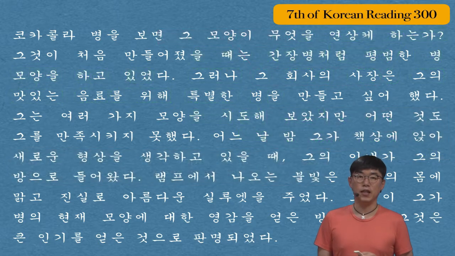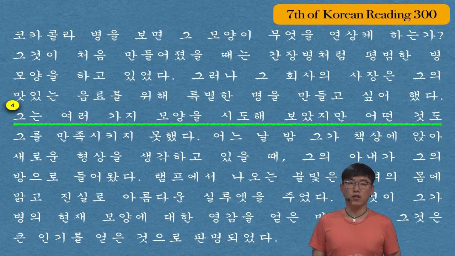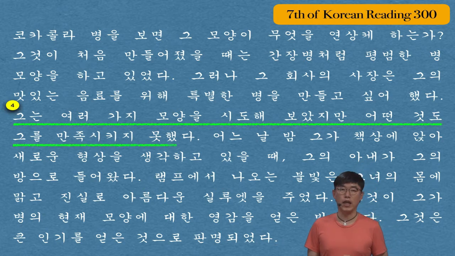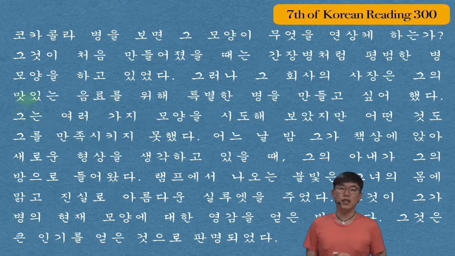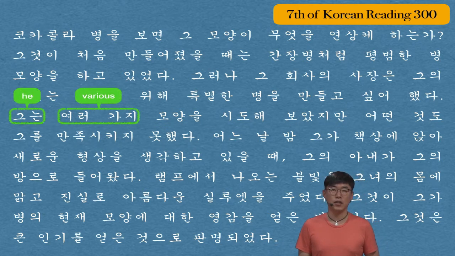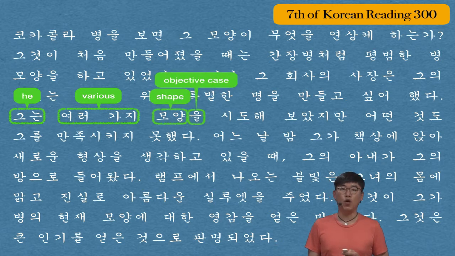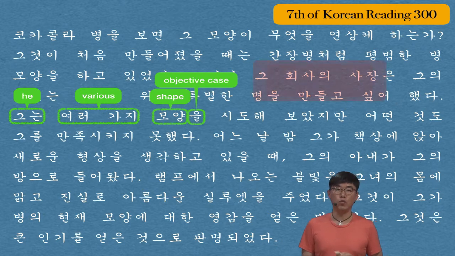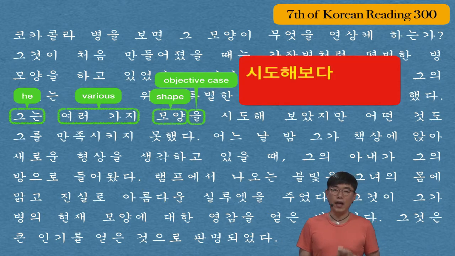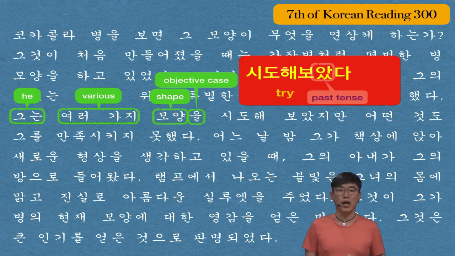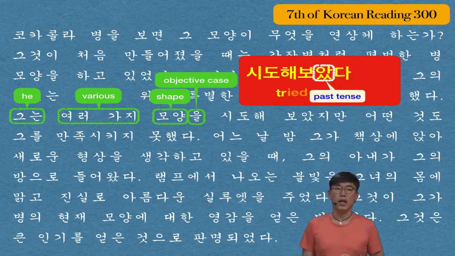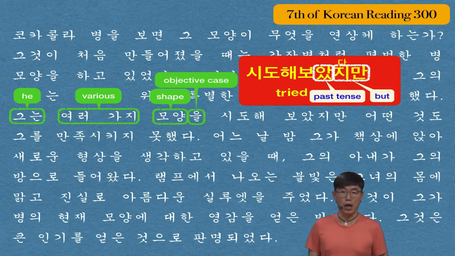The fourth sentence is 그는 여러 가지 모양을 시도해 보았지만 어떤 것도 그를 만족시키지 못했다. He tried various shapes but nothing satisfied him. 그는 is he and 여러 가지 is various. So 여러 가지 모양 is various shapes. And 시도해 보았지만 came from 시도해 보다, which means to try. And the letter 았 is placed in front of the letter 다, which is the past tense form. And once again, the letter 다 is replaced with 지만, which is the same as but.